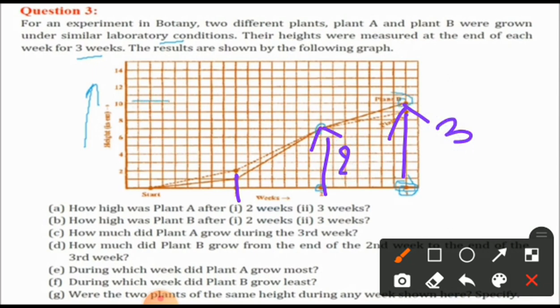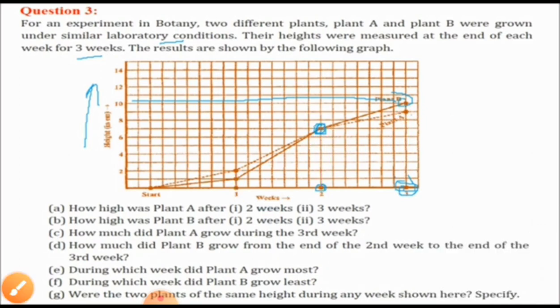Yes, my dear student, it is started from the particular number. It is shown in centimeters. Yes, the height of the plant. Is it or not? Yes, correct. How high was plant B after second week and third week? C. Now third one, how much did plant A grow during the third week? That we should subtract and find out the answer. How much did plant B grow from the end of the second week to the end of the third week?